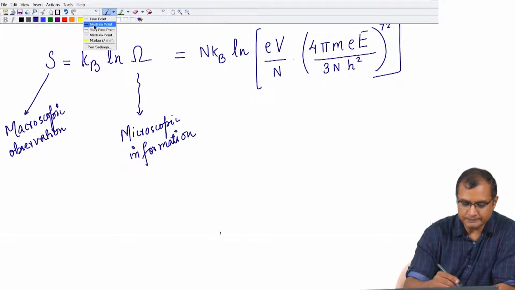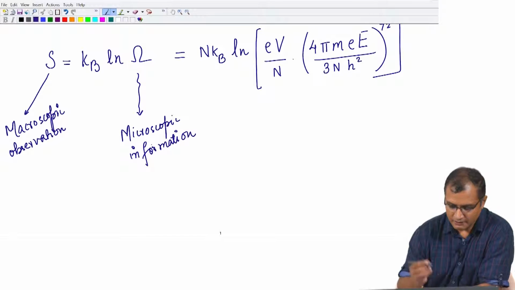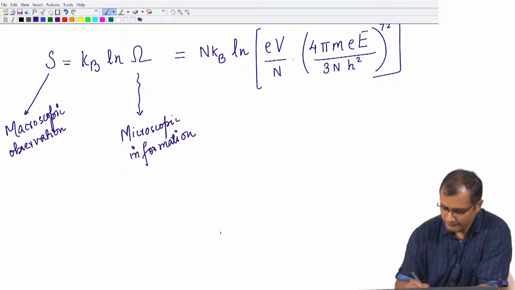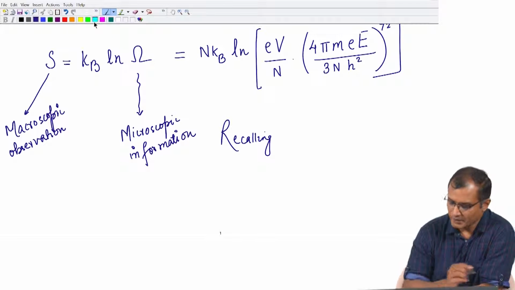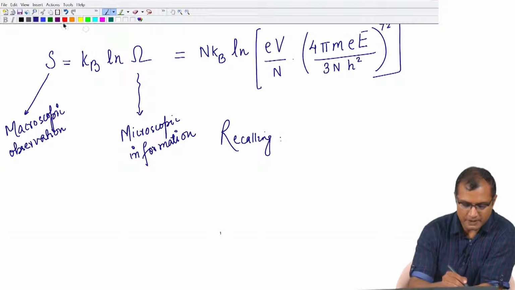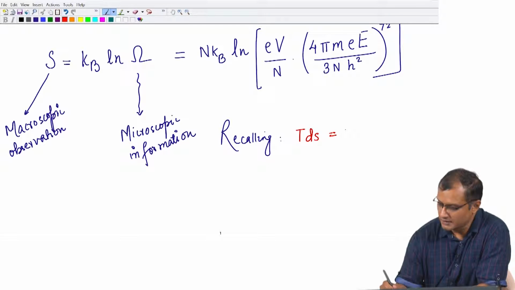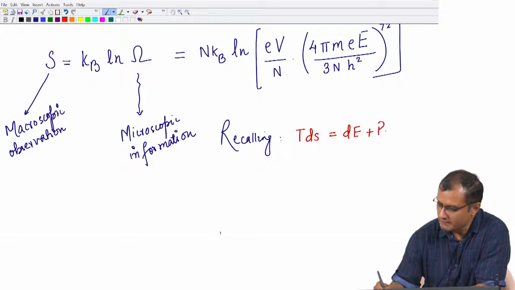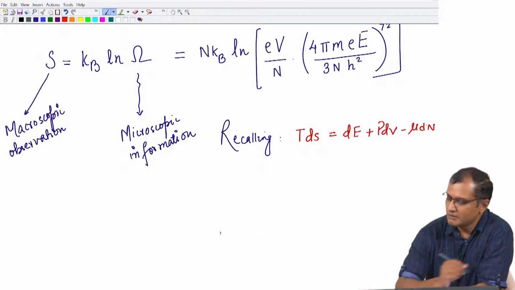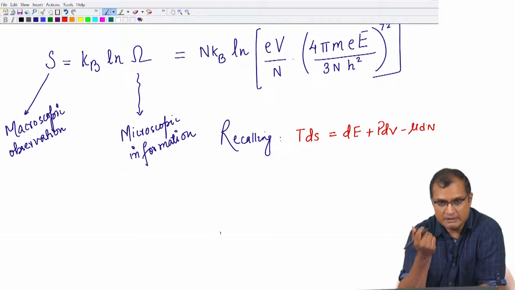So, if you recall the first law of thermodynamics, I am going to write down the first law of thermodynamics as T dS, the heat given to the system, equals the change in internal energy plus work done by the system. It may expand, and let us also include some chemical work or minus mu dN. Okay. Now, mu here is the chemical potential.